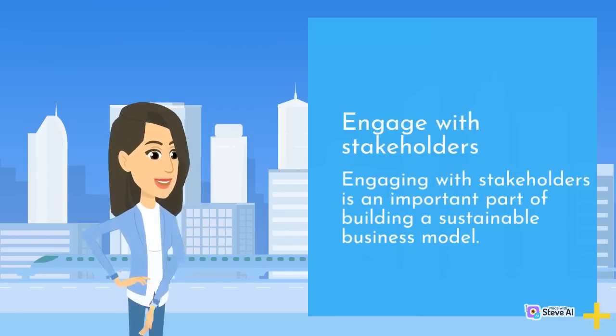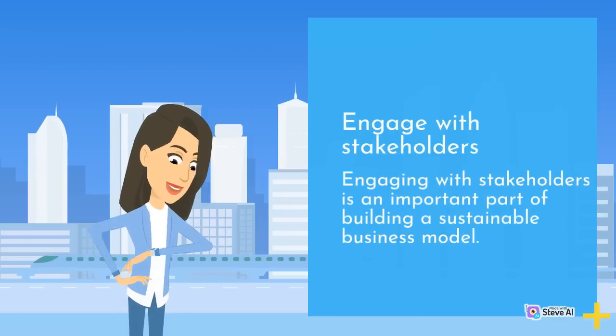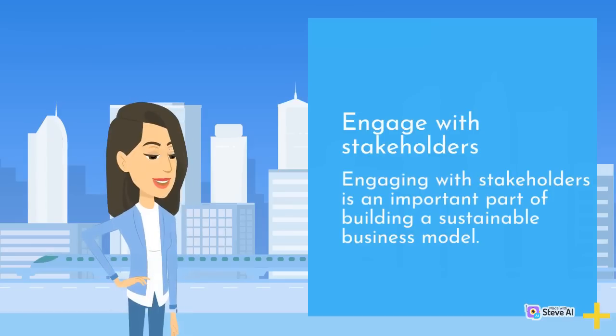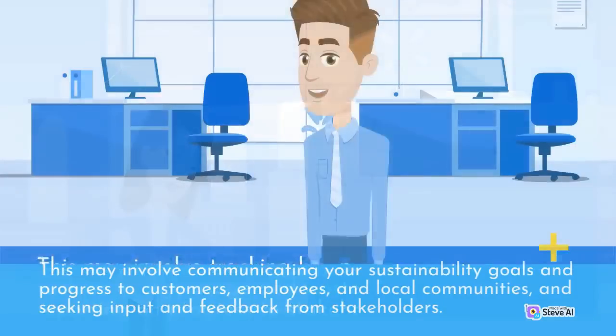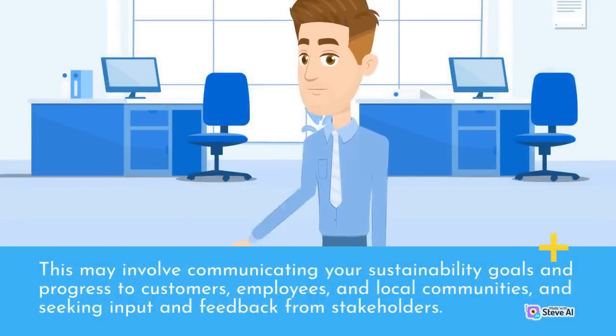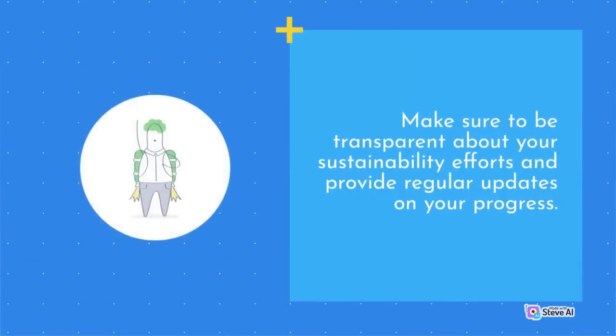Engage with stakeholders. Engaging with stakeholders is an important part of building a sustainable business model. This may involve communicating your sustainability goals and progress to customers, employees, and local communities, and seeking input and feedback from stakeholders. Make sure to be transparent about your sustainability efforts and provide regular updates on your progress.